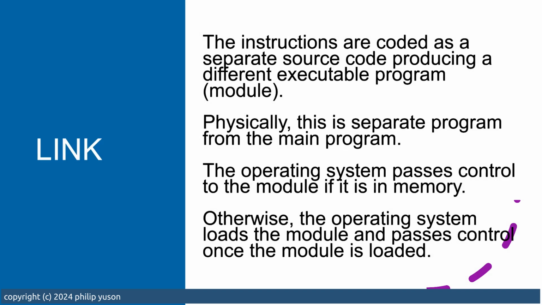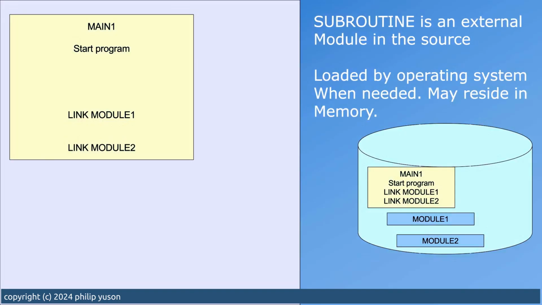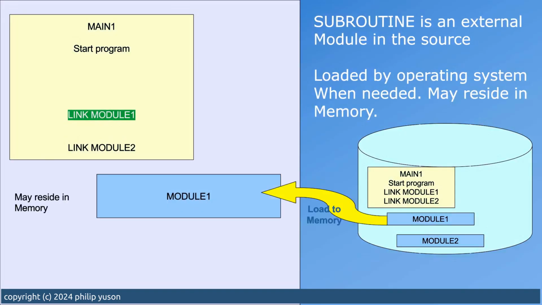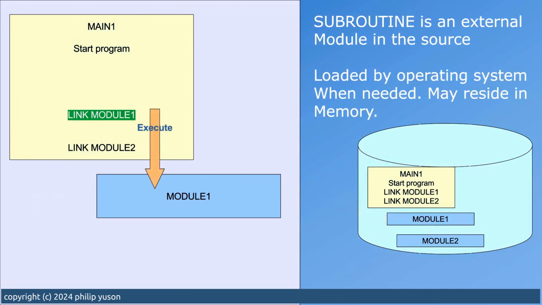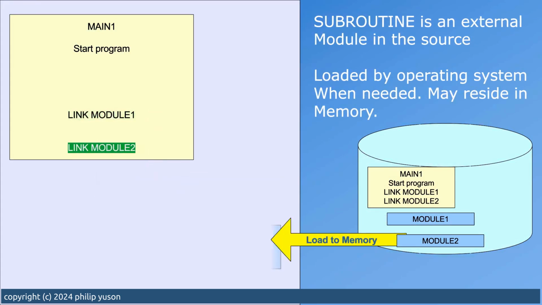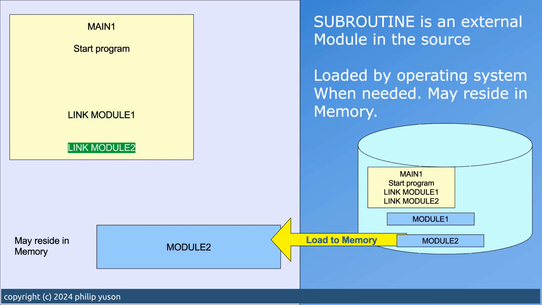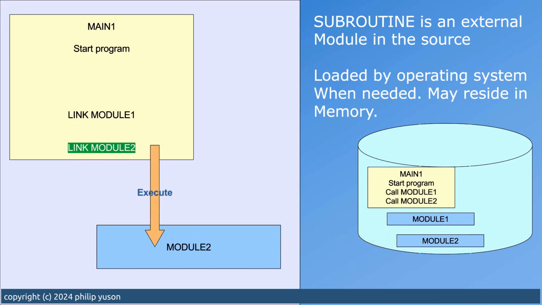So you can see this, the main program starts, and once it reaches the link to module 1, the operating system will load module 1 into memory, and once it's loaded, it's going to pass control over to module 1. And at the end, control is going to go back to the main program. It's going to execute, and once it hits the link to module 2, the operating system will load module 2 into memory, and it will pass control onto module 2 to execute. And once it's done, it goes back to where it left off.